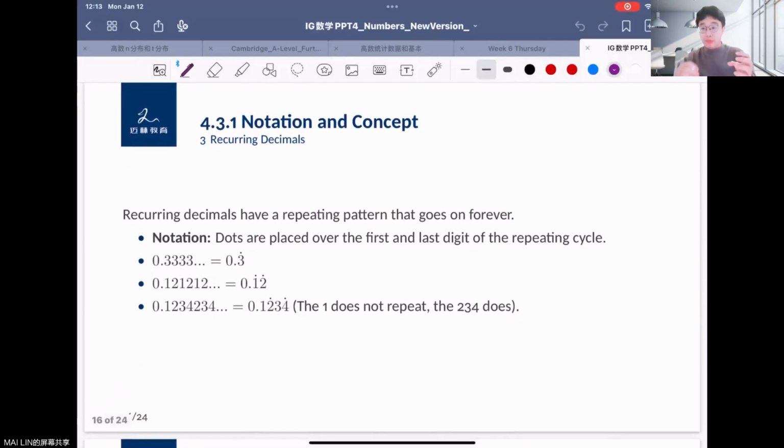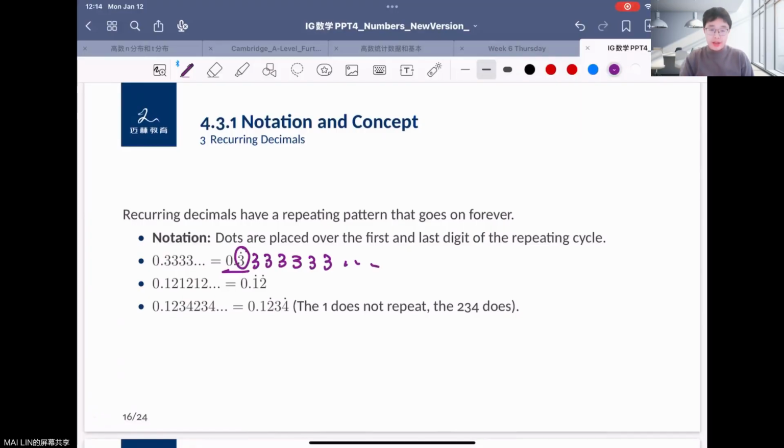We can use a dot on it. Like here we have 0.3 with a dot, and we call this dot a recurring symbol. If there is a dot above the 3, that means there are a lot of 3s after this 3, unlimited 3s after this. So we can call this a recurring number. It is using a 3 to make a recurring. You can just consider it as making a loop.